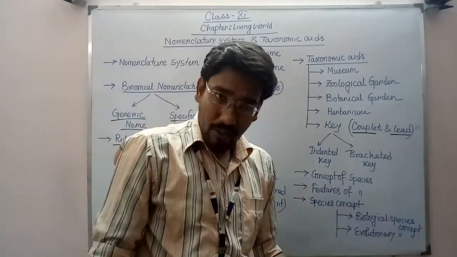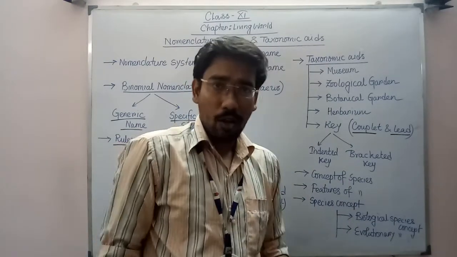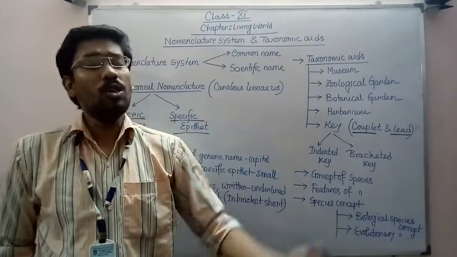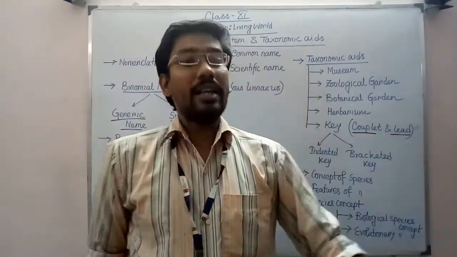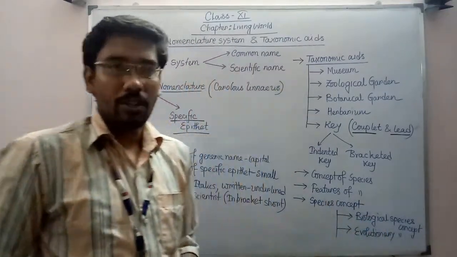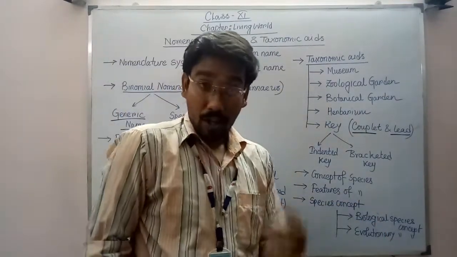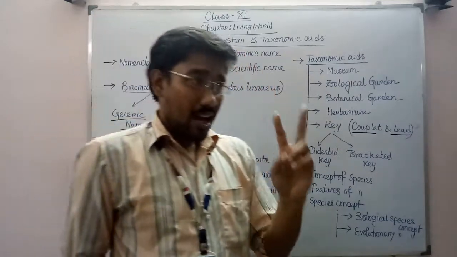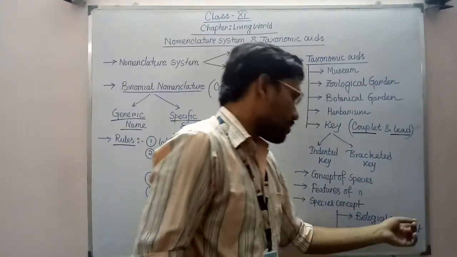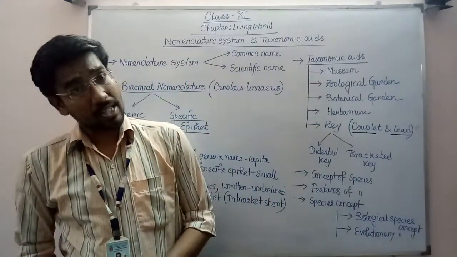Features of species: whatever I have just told now, those features only you will write. Same morphological features, same anatomical features, sharing a common gene pool, inbreeding, and they can't outbreed. So these points only you will be writing as features. Automatically it will be done. Species concept: specifically there are two species concepts that were proposed. One is the biological species concept and the other is the evolutionary species concept.